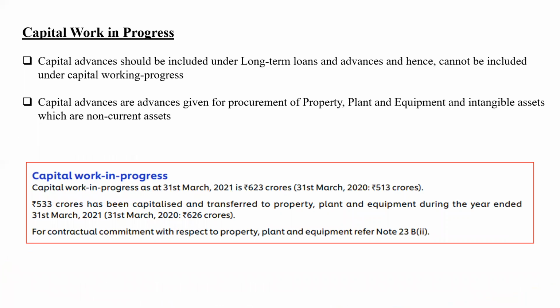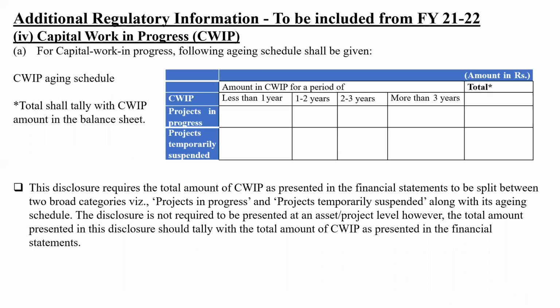Now in case of capital WIP, capital advances are to be provided under long-term loans and advances, and now cannot be included in capital borrowings. Capital advances are advances given for procurement of PPE and intangibles, which are non-current assets. Now this is to be provided with additional regulatory information. This format is to be provided in the financials in the notes. If there is any CWIP of less than 1 year, between 1 to 2 years, 2 to 3 years, and more than 3 years, that has to be provided, along with the project progress, whether the project is temporarily suspended or not, and how much amount has been provided in that particular year.